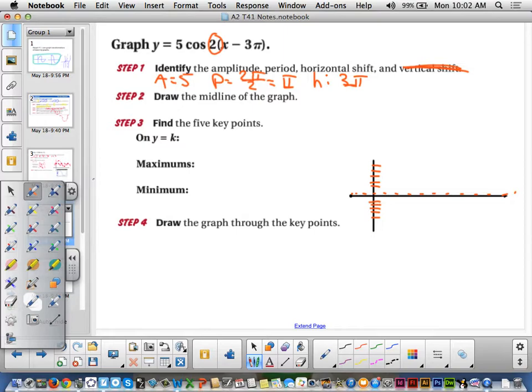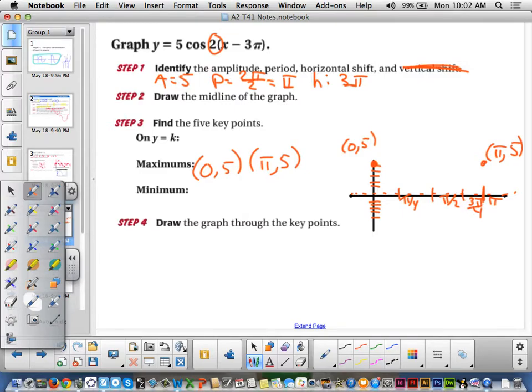Since it's cosine, we'll start at the amplitude. So that's 0, 5. That is a max. And we want to be pi away for the end of this period. So that'll be at pi, 5. Will be the other max. Now we'll just split it right down the middle, that's pi over 2. Split that, we got pi over 4. Halfway between pi over 2 and pi, we got 3 pi over 4, sorry.